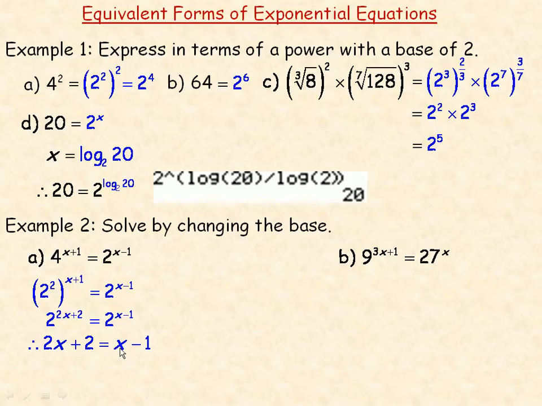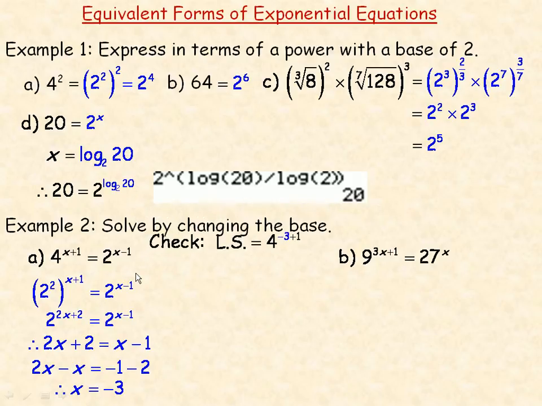I'll subtract x from both sides to get the x's alone on the left, and I would subtract 2 from both sides to get the numbers alone on the right. And so rearranging, we have 2x minus x equals negative 1 minus 2. This simplifies to just x on the left, and negative 1 minus 2, of course, is negative 3. Now I could verify that this is the solution, the negative 3.